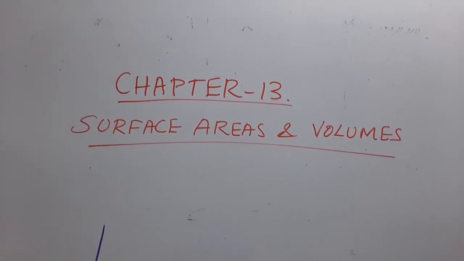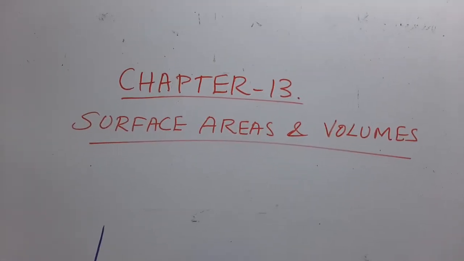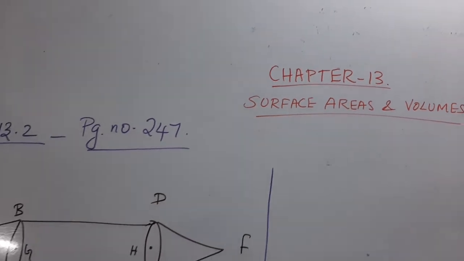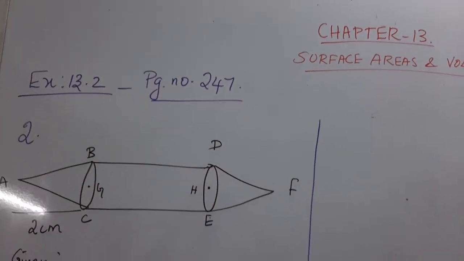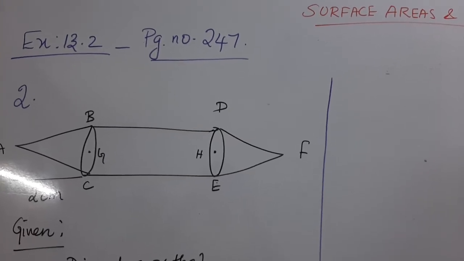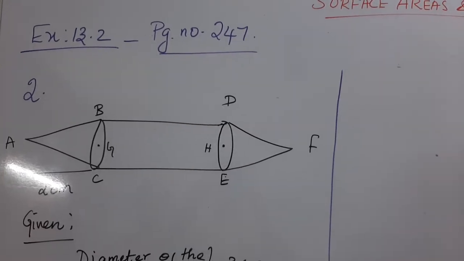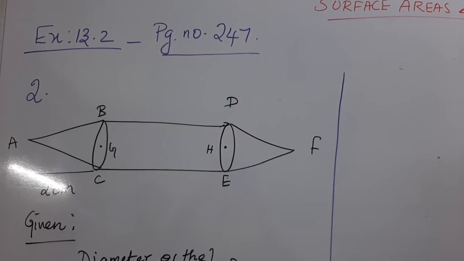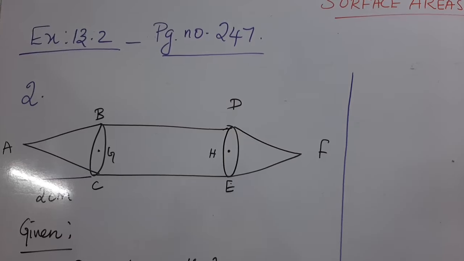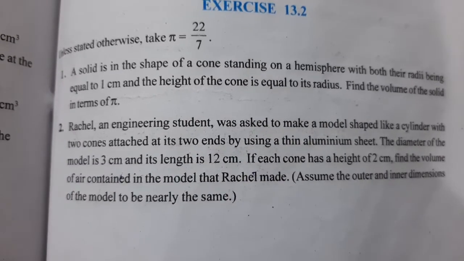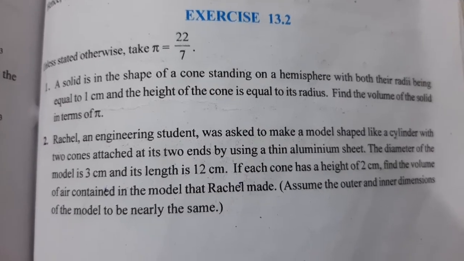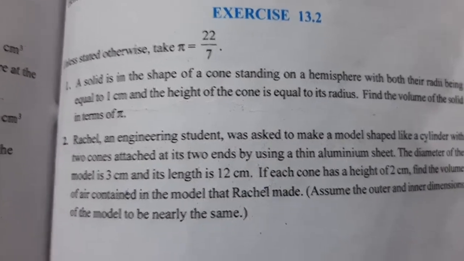In this video we are going to learn how to calculate volumes for combined shapes. Now we are in chapter 13, surface areas and volumes. In that, exercise 13.2 is completely about finding the volume of combinations of different basic solids. Now we are going to solve question number 2. Turn your textbook to page number 247 and see exercise 13.2 question number 2.